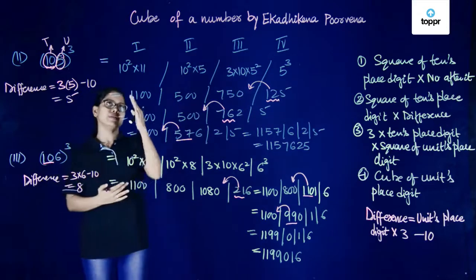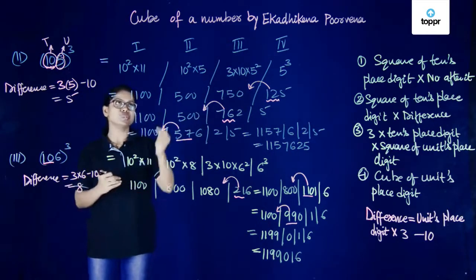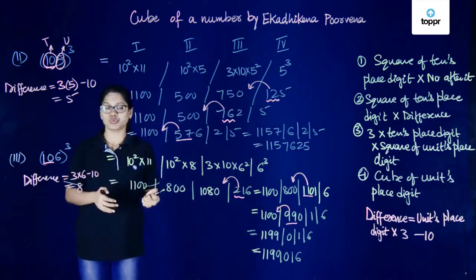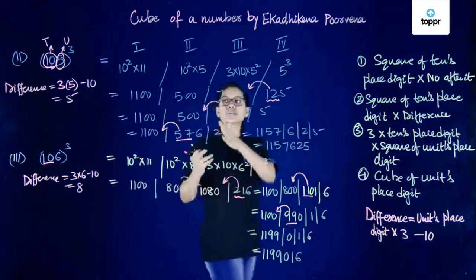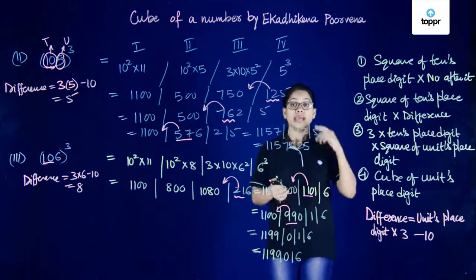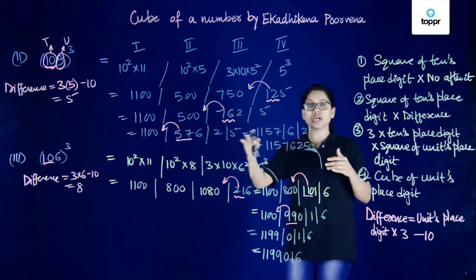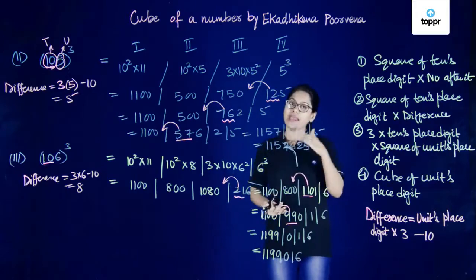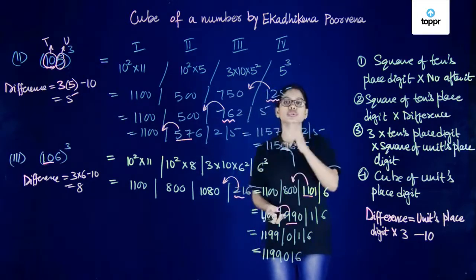So in this way we can find the cube of many numbers using the Ekadhikena Purvena Sutra. Here all we need to do is multiply in 4 stages by following this method over here, and we need to ensure that the digits are all positive and single digits in column numbers 2, 3 and 4.